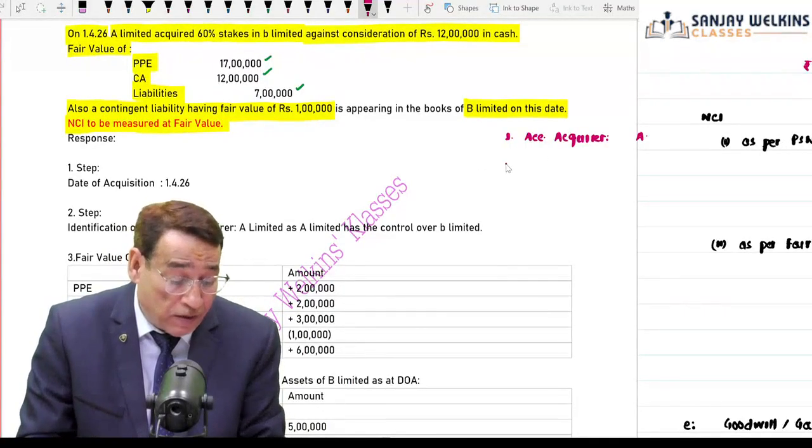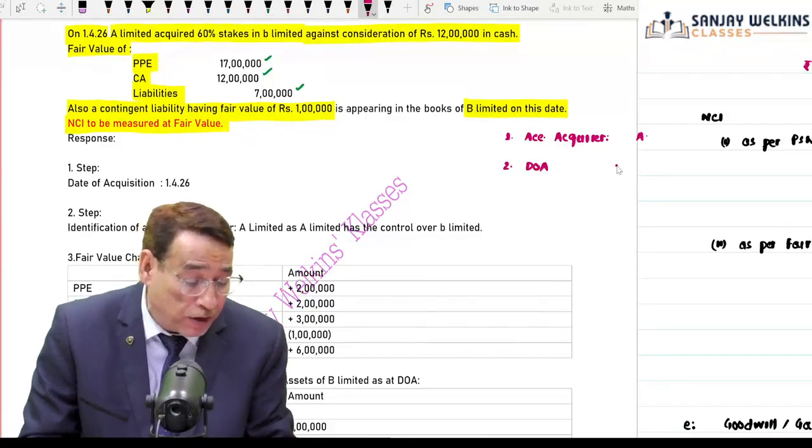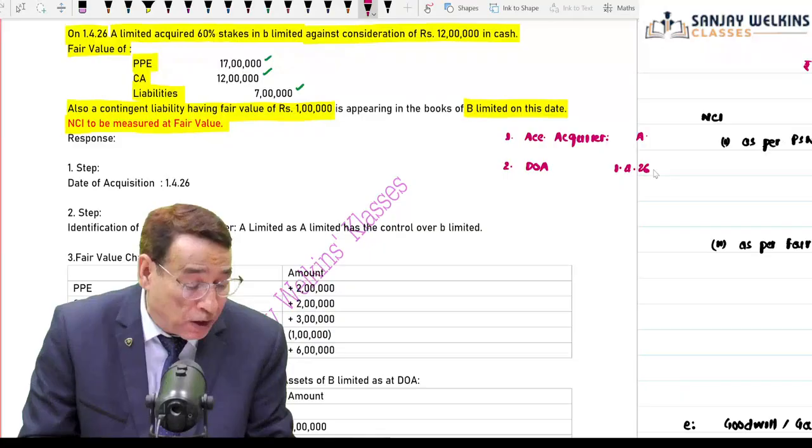Anyway, point number 2, date of acquisition. Date of acquisition is actually 1/4/2026. 1/4/2026 is your date of acquisition.